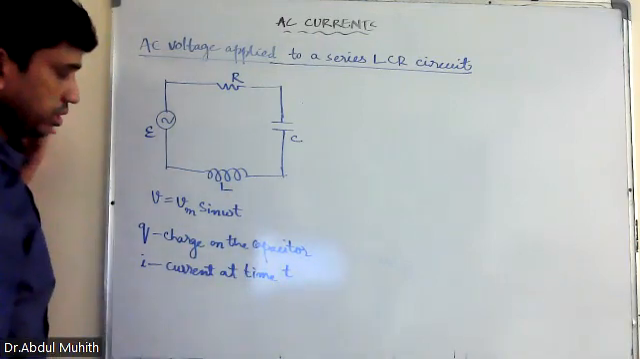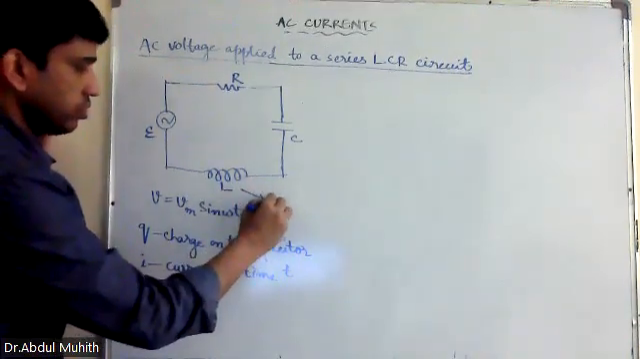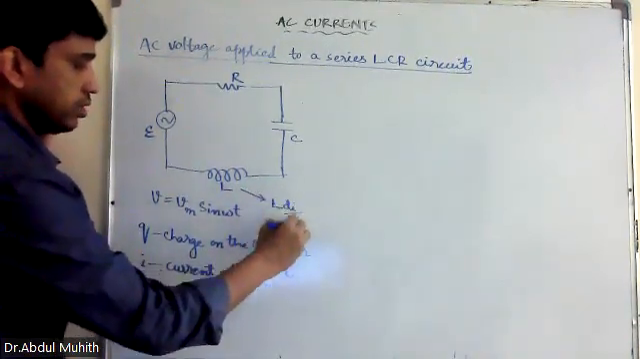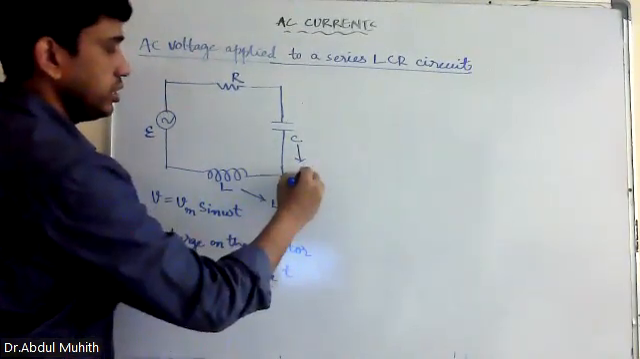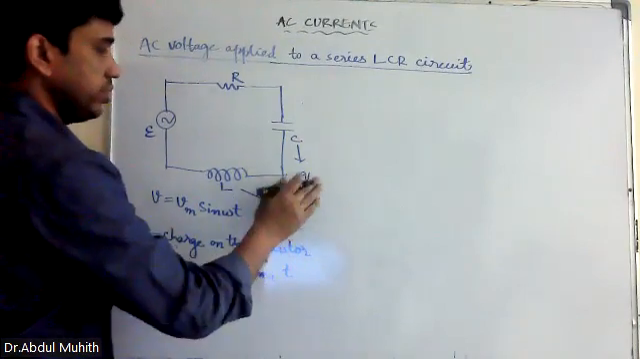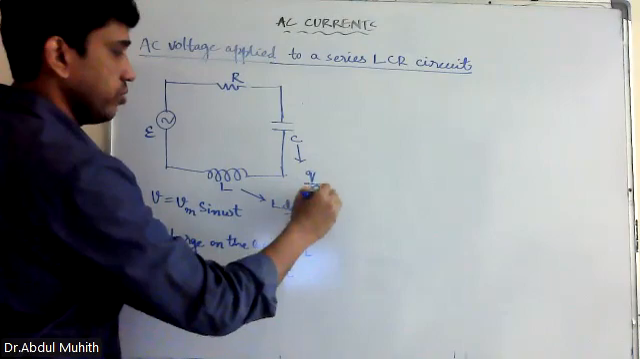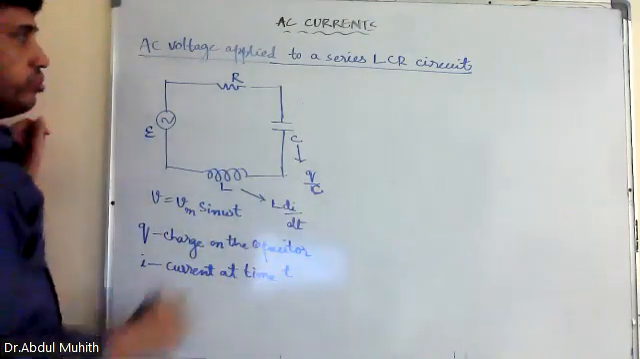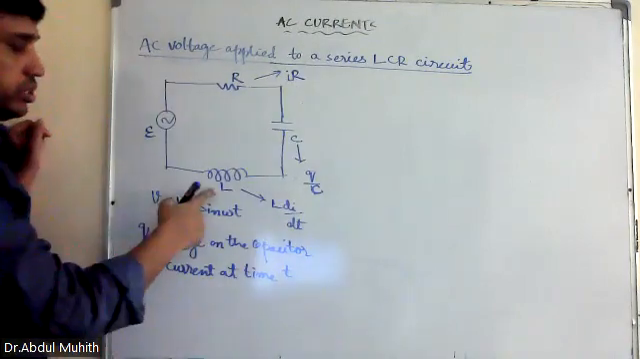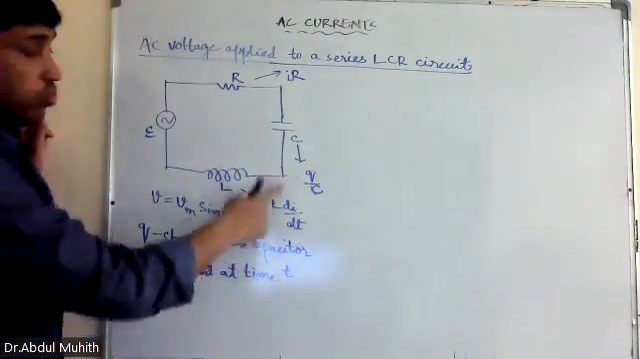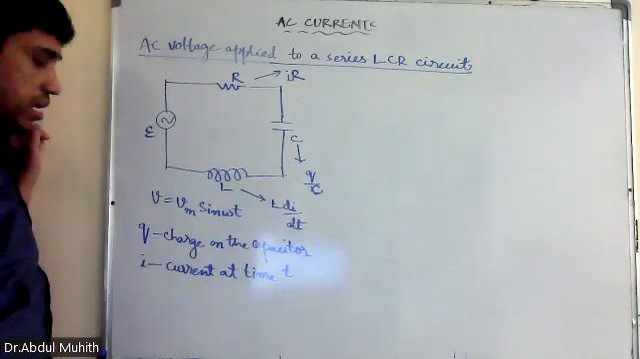So now the voltage across this will be what? L into di by dt. The voltage across this will be how much? C is equal to Q by V, so V is equal to Q by C. And this will be our IR. Voltage across inductor is L into di by dt. Voltage across capacitor is Q by C. Voltage across resistor is I into R.